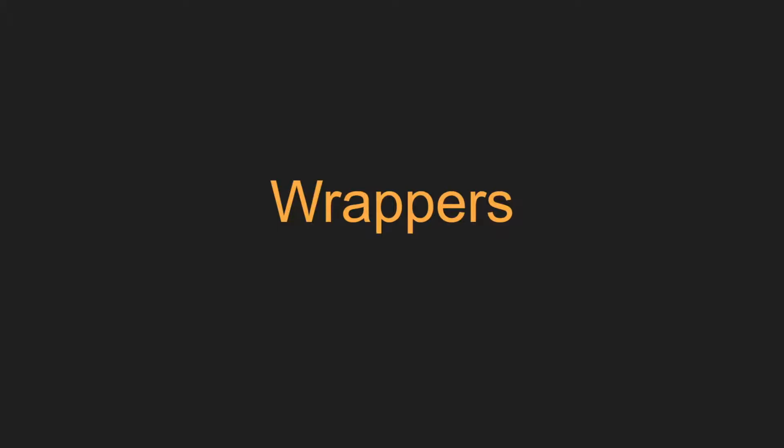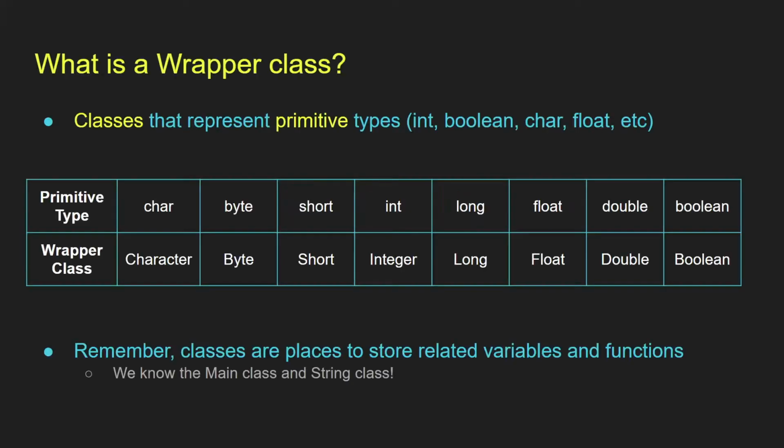Alright, so now let's talk about wrappers, or wrapper classes. The wrapper classes are classes that represent the primitive types like int and boolean and char, but as a class. So here we have the 8 primitive types laid out, and then their corresponding wrapper classes. Really, the wrapper class is just the primitive type with a capital first letter, because most classes are named like that, save for char and int, which are Character and Integer, their full names.